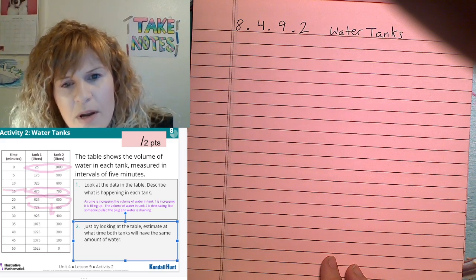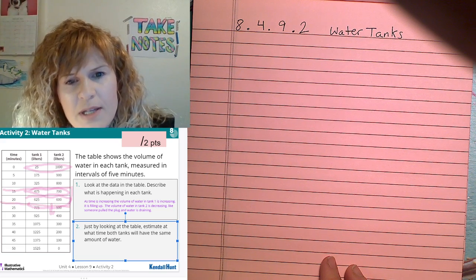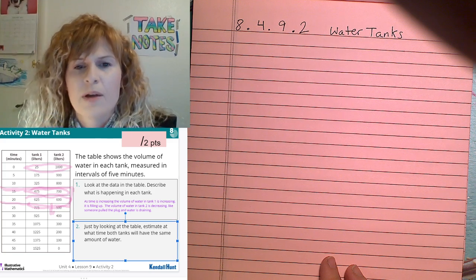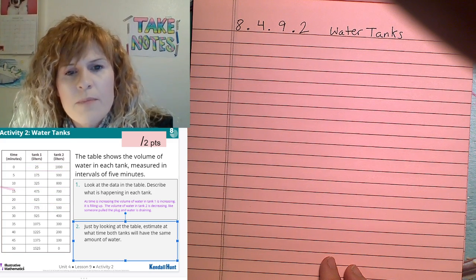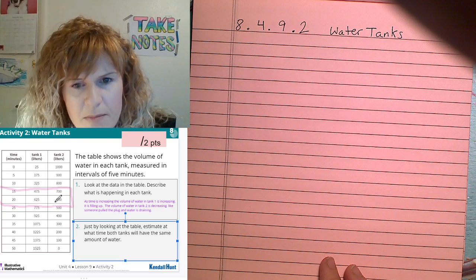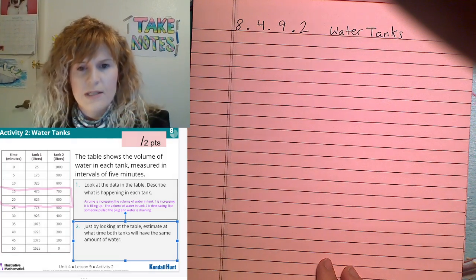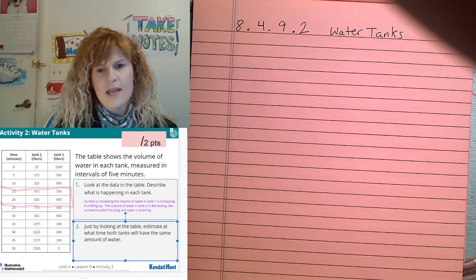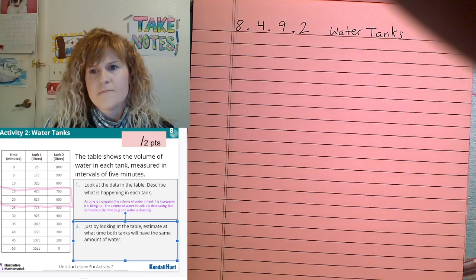I guess somewhere between these 2 points, the tanks had the same amount of water. Somewhere between 15 minutes and 20 minutes. And it looks to me like closer to 20 minutes. So let's go ahead and type our answer in.